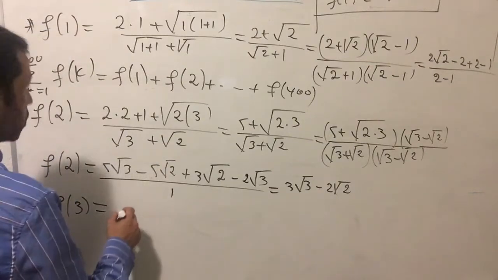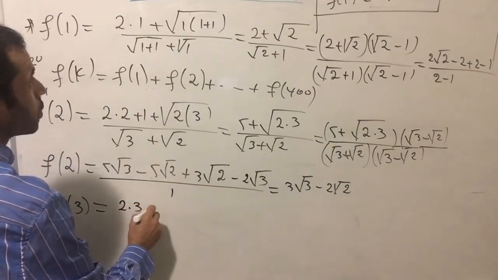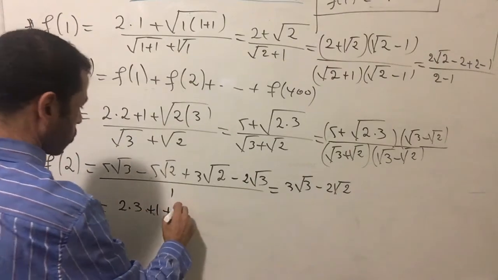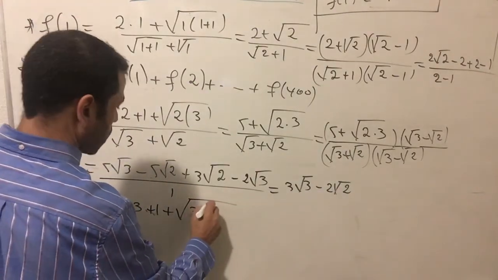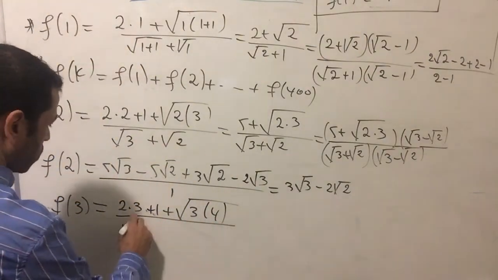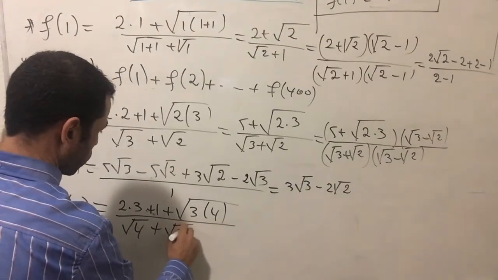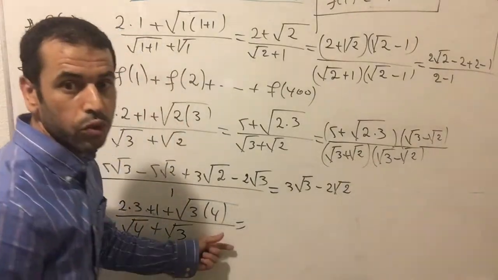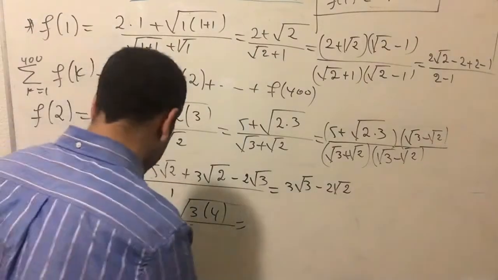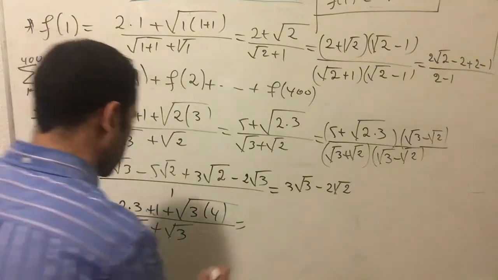So for f of 3, I'm going to plug the number 3 into this function. I will have 2 multiplied by 3 plus 1 plus square root of 3 multiplied by 4 over square root of 4 plus square root of 3. I'm going to do the same thing: rationalize this one by multiplying by the conjugate. So this one I will have 5 plus 1, which is 6.